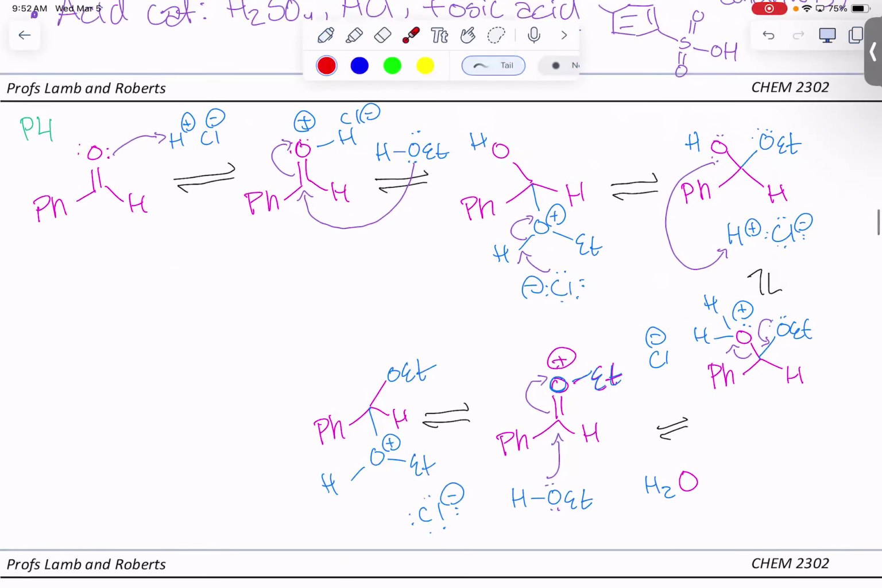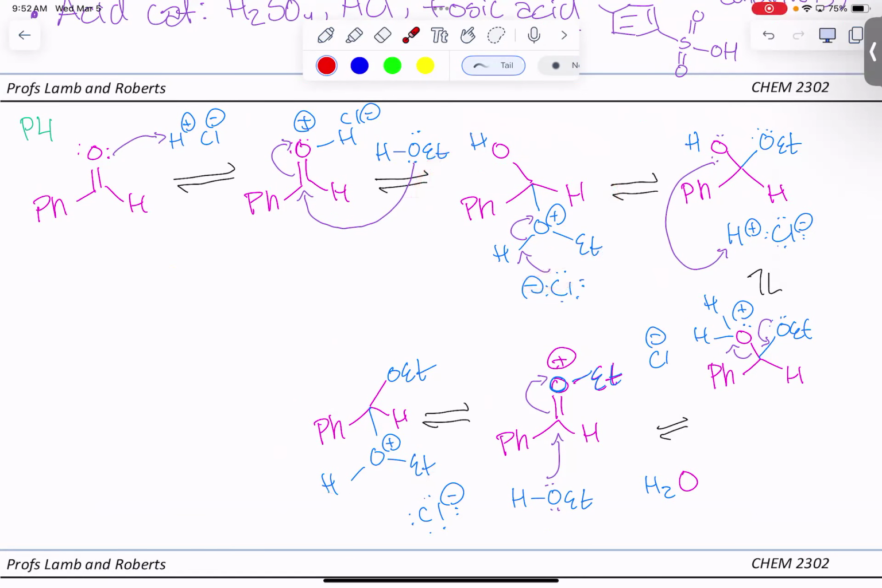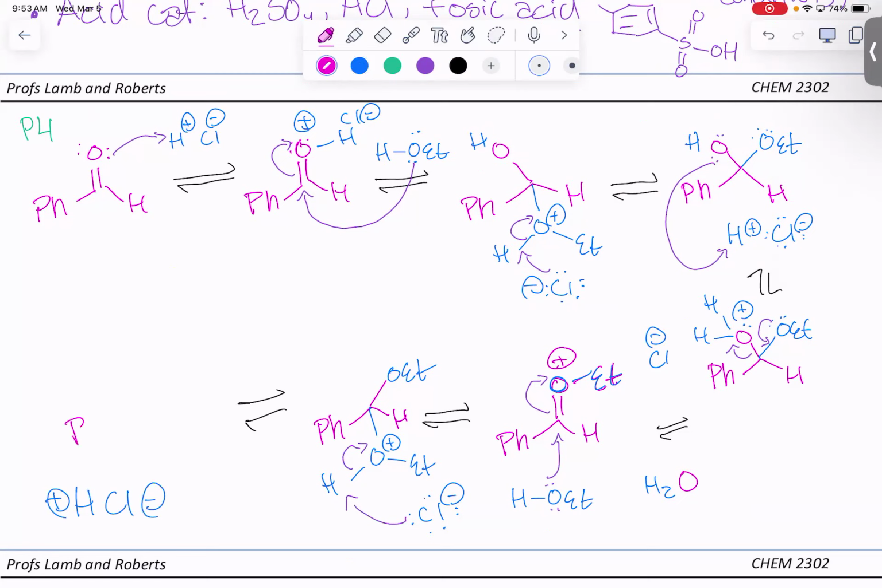And now we see this intermediate here looks pretty identical to this intermediate here in the mechanism, all right? So we can say that our chloride, or another equivalent of ethanol, is just going to go ahead and deprotonate, all right? And that gets us to our final product. That also regenerates our HCl. And we get our product, which is the two equivalents of ethanol to form our acetal.